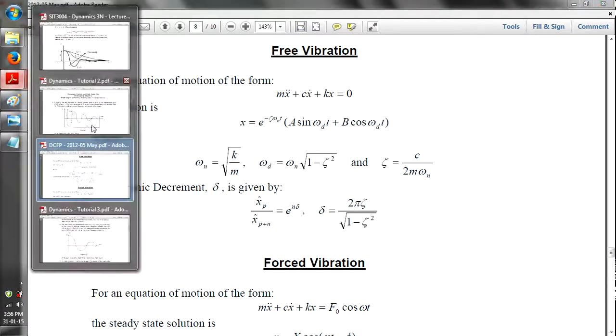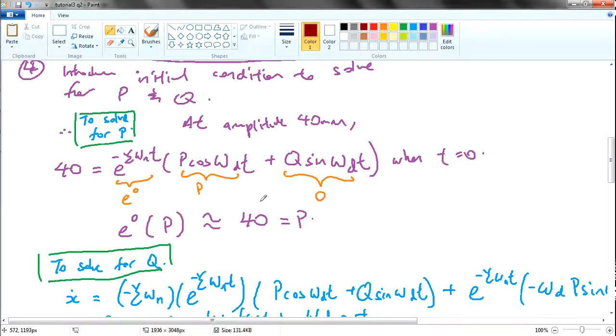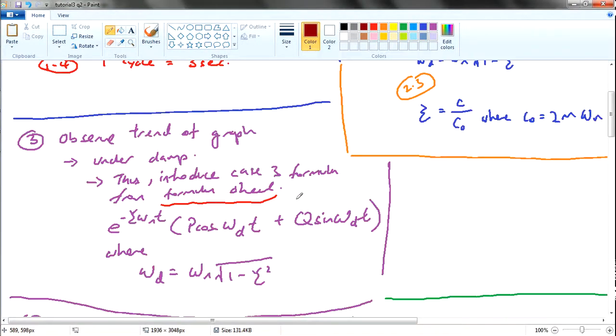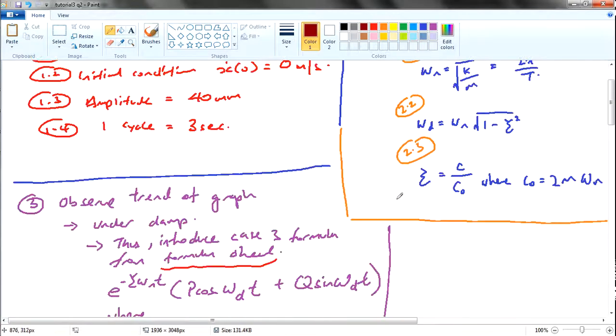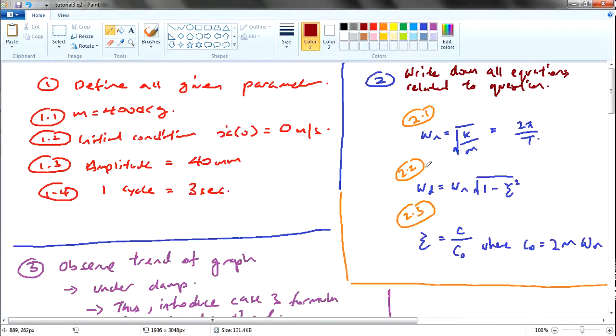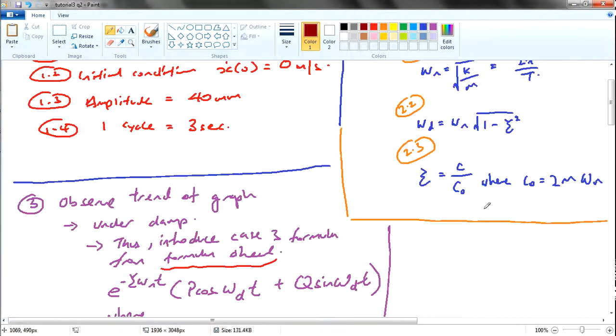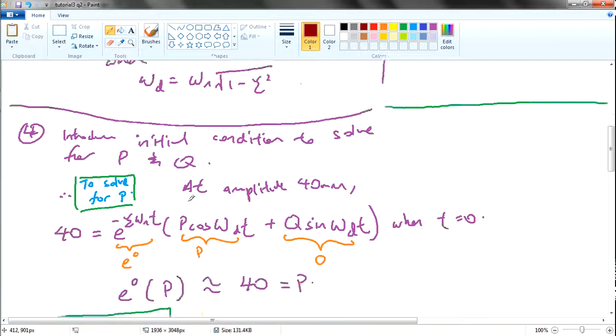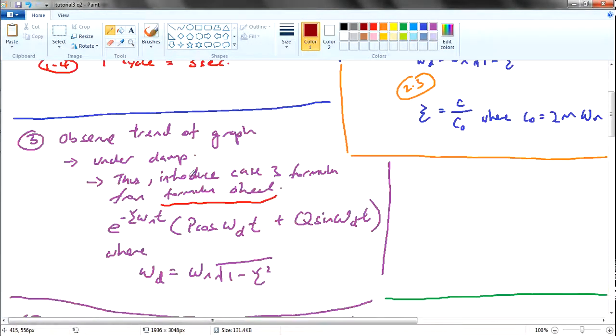And then introduce the initial conditions to solve for P and Q. Because we don't know our WD, and we have no idea how to solve for WD either, after solving for this just now, we are nowhere near solving the rest of the variables. So the only method is to solve using the condition, the general equation that describes x. This equation itself describes the displacement x.